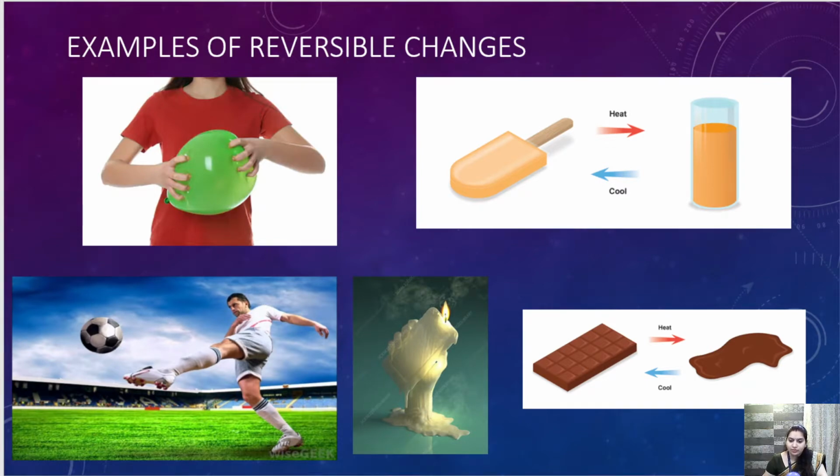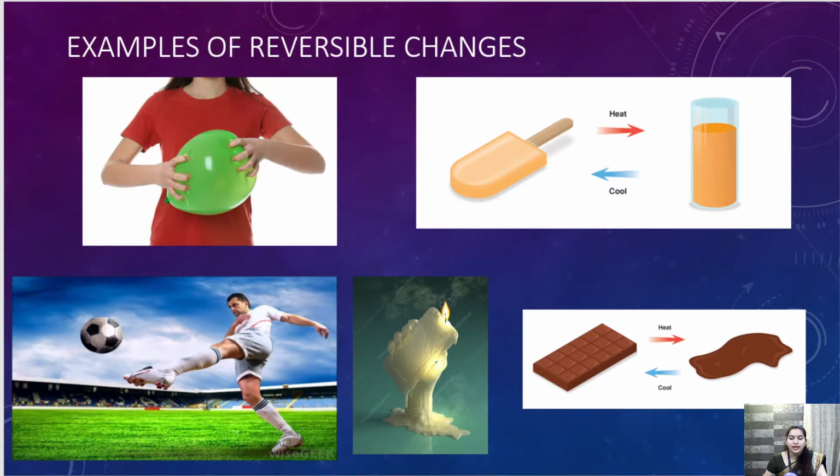Ice or ice cream will get melted when it is heated, but when it is cooled, it will again solidify and become ice cream. Okay, so this is a reversible change. Getting it? Now another example is here, kicking of football. So when football is kicked, it is changing its position, but it can again come back to its original place. So this is again a reversible change.